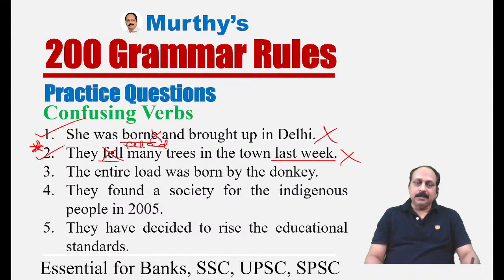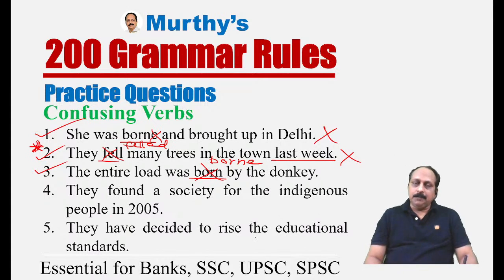Sentence number 3. The entire load was borne by the donkey. Here it talks about carrying something. Then we cannot use BORN. We have to say the entire load was borne by the donkey, BORNE. Then it is correct. What does it mean? The entire load was carried by the donkey.